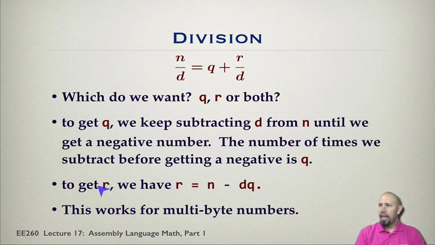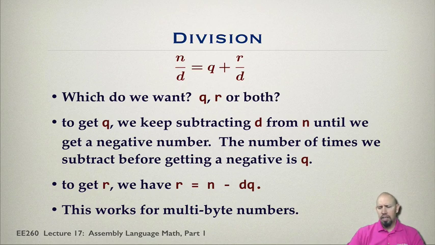To get the remainder then, once you have Q, the remainder is equal to n minus d times Q. So Q is the number of times d goes into n, and so this better be a positive number. Okay, and so this is the basic approach we would take in doing division. And so you can see, to do division, basically we can do it by iterative subtraction.